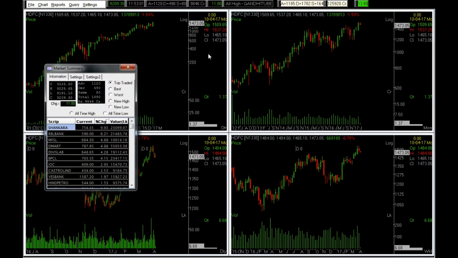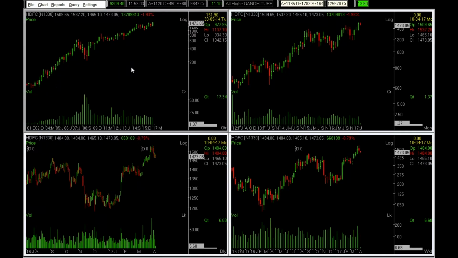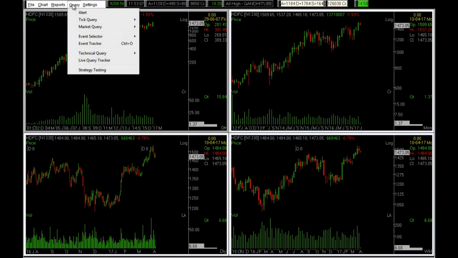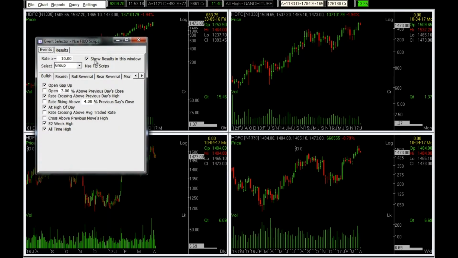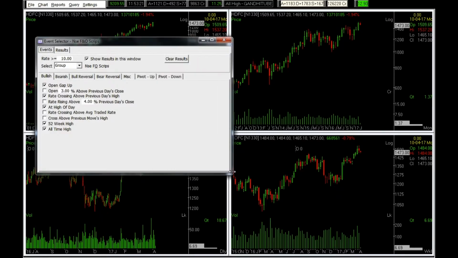F8 Market Summary. Once you've done your F8, your market summary, another important thing that you should always keep open is the event selector. Let's come here to the event selector. It will help us to select a few events. Come here, and you will notice that a box opens up where there are multiple tabs of bullish, bearish, bull reversal, bear reversal, miscellaneous, pivot up and pivot down. These are all categories of events.